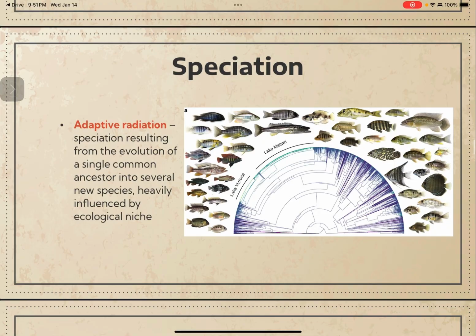Adaptive radiation. This is speciation that results from the evolution of a single common ancestor into several new species, and this is heavily influenced by an ecological niche. So again, with the example of the lakes, each of those lakes had their own specific niche. One lake was most likely deeper, one could have been more shallow, so some of those fish were more adapted to darker waters because the light didn't penetrate as deep, whereas in the more shallow lake, the fish weren't adapted to darker waters because the sunlight was reaching them. So that's going to cause differences.